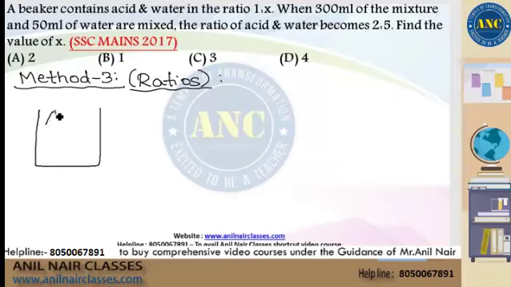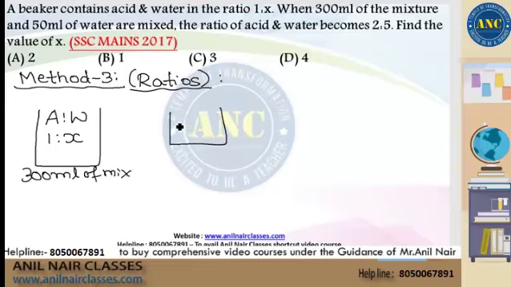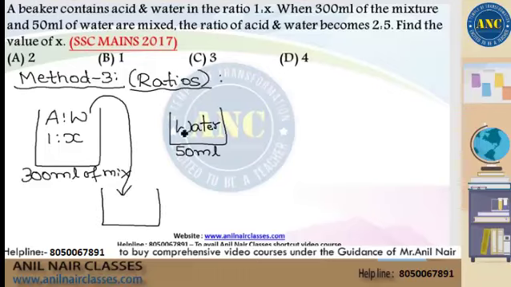Now see here, acid and water are in the ratio 1:x in vessel 1. So 300 liters of mixture is present, and in vessel 2 only water is present, acid is not present. 50 ml of water is present. When you mix these two vessels, vessel 1 and vessel 2, I will get another vessel where acid and water are in the ratio 2:5. Right?